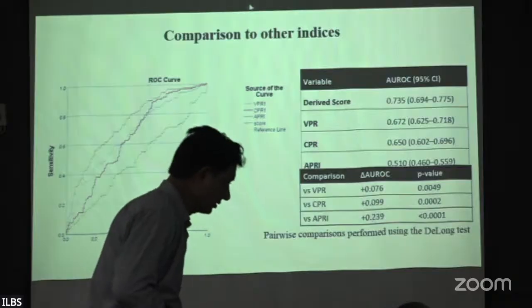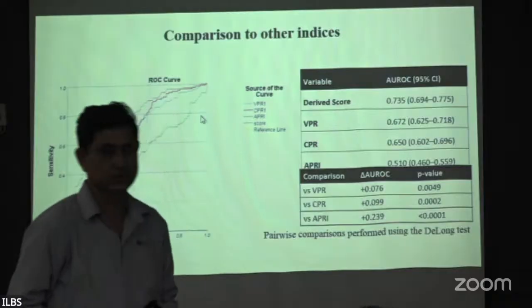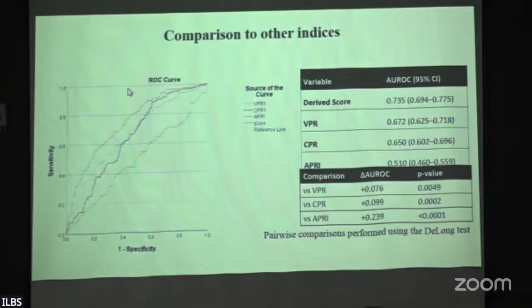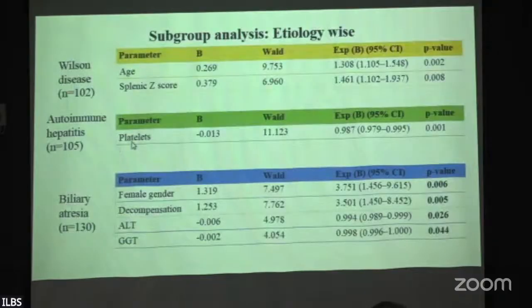Coming to comparison with the other established indices, the score derived from our multivariable analysis performed better than the previously used scores such as the clinical prediction rule as well as the variceal prediction rule. And as we can see, APRI performed as well as chance and did not have a good discriminatory value. Now we are showing it separately.